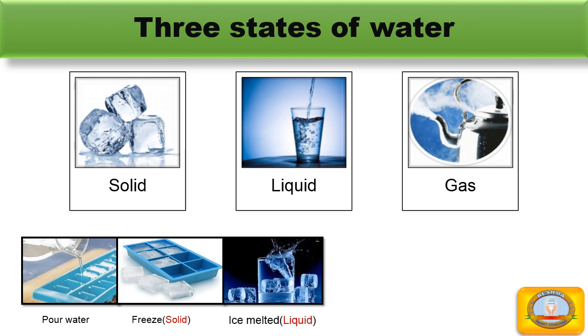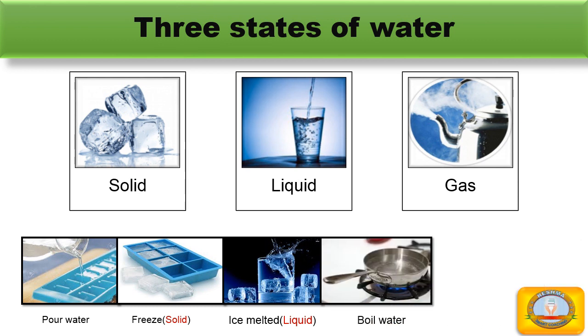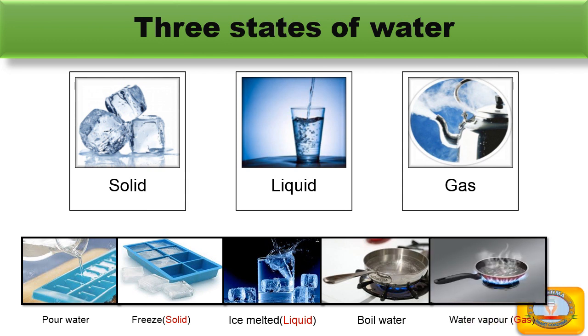Now take some ice cube and keep it on a glass. After some time, you will see that the ice has melted into water. This shows that water changes to liquid form at a warm temperature. Now take some water in a pan and boil it. You will see vapor coming out. This shows that when heated, water changes into gas and becomes water vapor. This water vapor moves upward towards the sky.